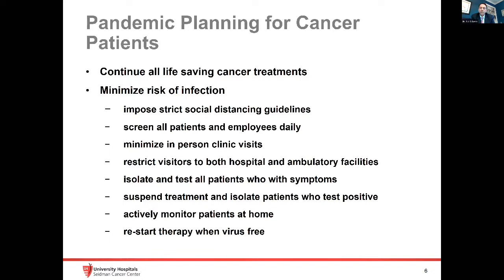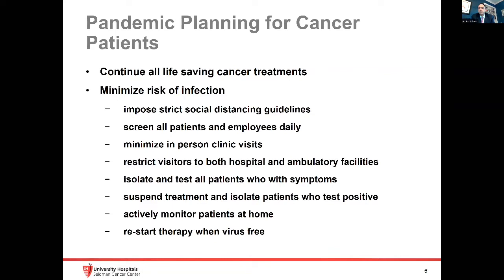The other thing that has been a really difficult thing for us to do is we've implemented very strict visitor policies to the hospital and to our infusion and ambulatory facilities. Because of the vulnerable nature of cancer patients, we actually allow no visitors to come with a patient to get chemotherapy or to see their doctors. The reason for that is simple.